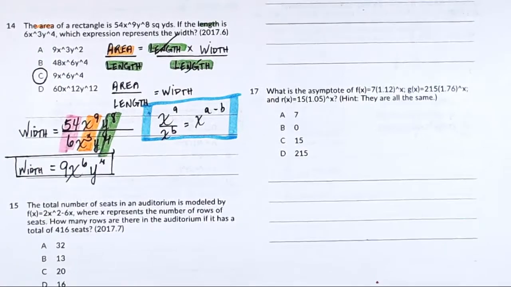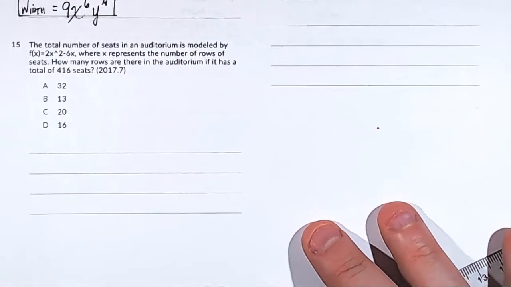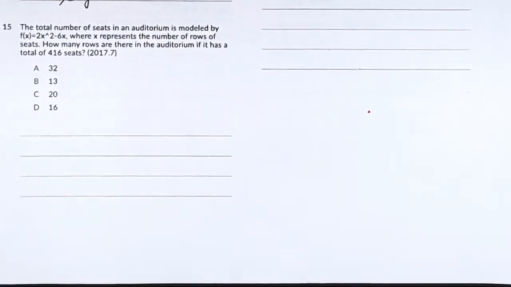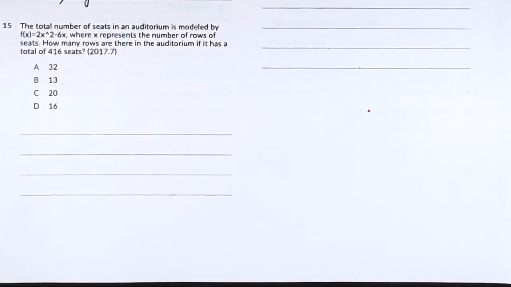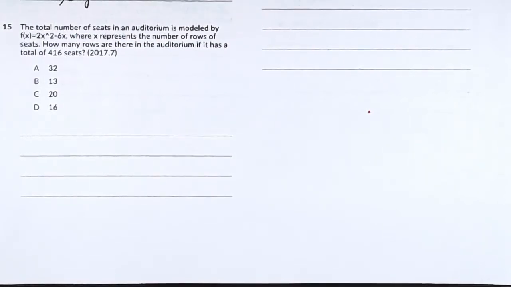Okay, number 15, the halfway point. The total number of seats in an auditorium is modeled by some quadratic equation, 2x squared minus 6x, where x represents the number of rows of seats. How many rows are there in the auditorium if it has a total of 416 seats?